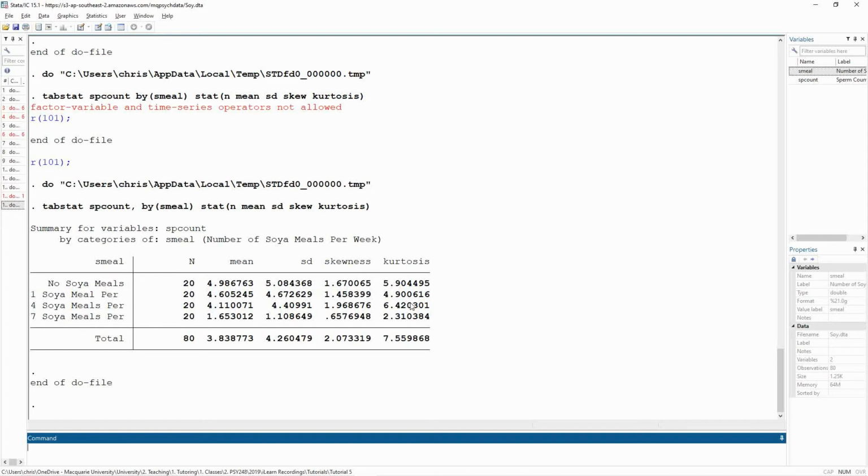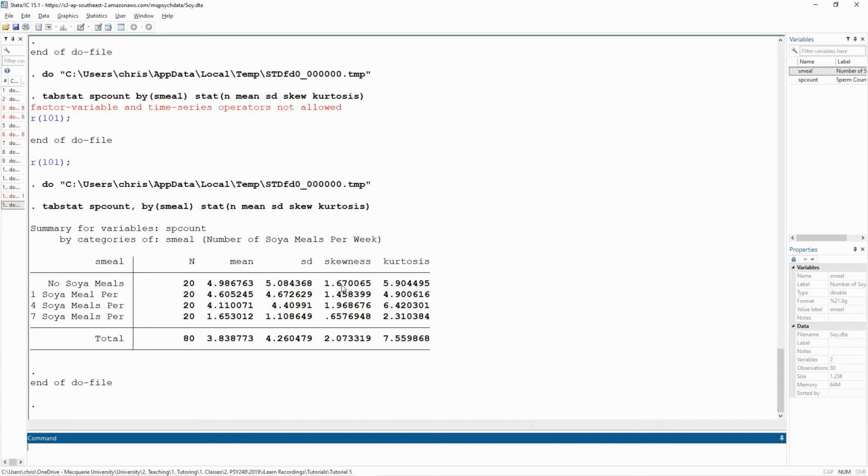And what we can see is the no soy meals have a mean of 4.98, 1 soy is 4.61, 4 soy 4.11, 7 soy 1.65. Same means we saw before. So restructuring the dataset doesn't change the means. If we look at our standard deviations, something we notice is that 7 soy meals has much, much smaller standard deviations than the rest of the sample. And so this could suggest that actually we violated the assumption of equal variance.